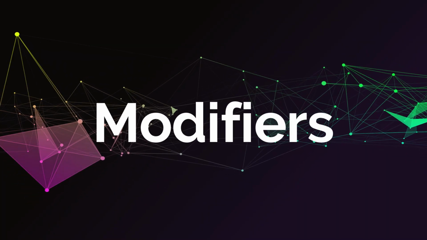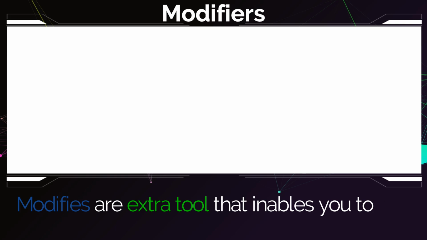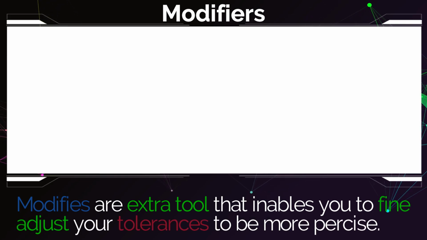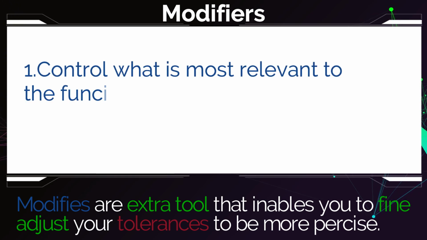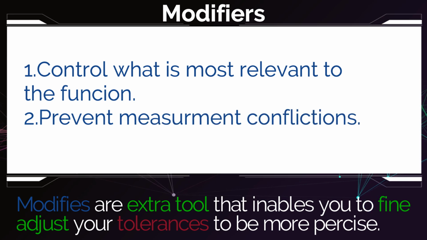Modifiers. Think of modifiers like some extra tools in your toolbox that enable you to fine adjust your tolerances to be more precise. This has two main advantages. First, they enable you to control only what is most relevant to the function, and second, they prevent measurement conflictions. Let me explain what I mean with this story.